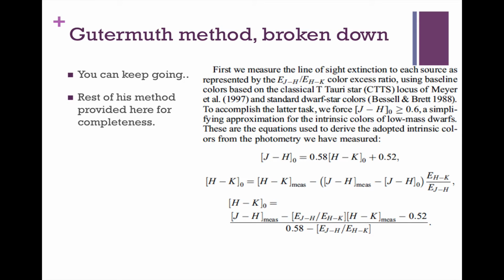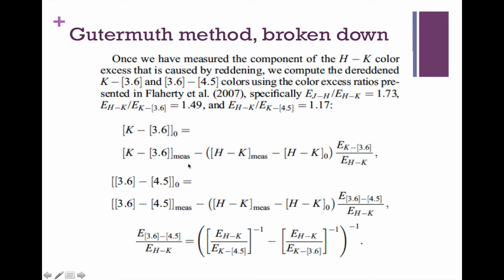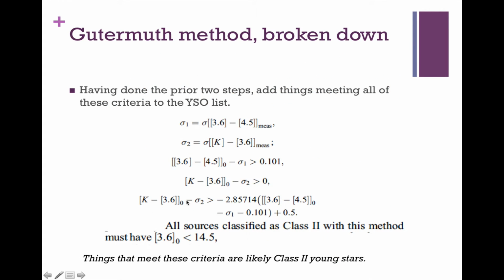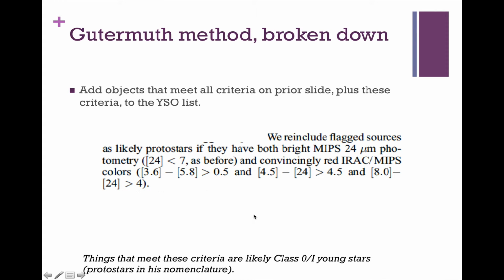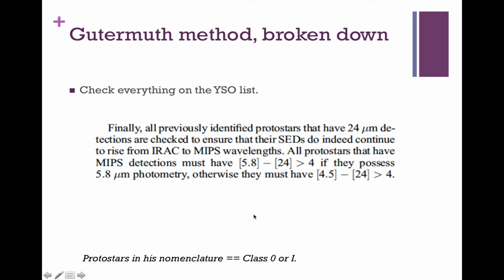Keep going. I've got more slides here that are literally copies out of his paper of all of the steps. So he's measuring the extinction to the region, and then calculating the de-reddened near infrared colors, and then computing color ratios. Then add the things that meet these criteria to the YSO list. Add these things that meet these criteria to the YSO list. Add these things to the YSO list. And then check everything to be sure that they're okay.